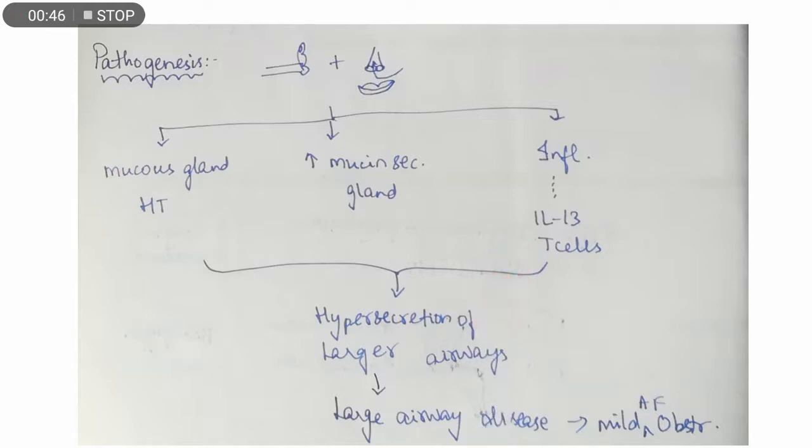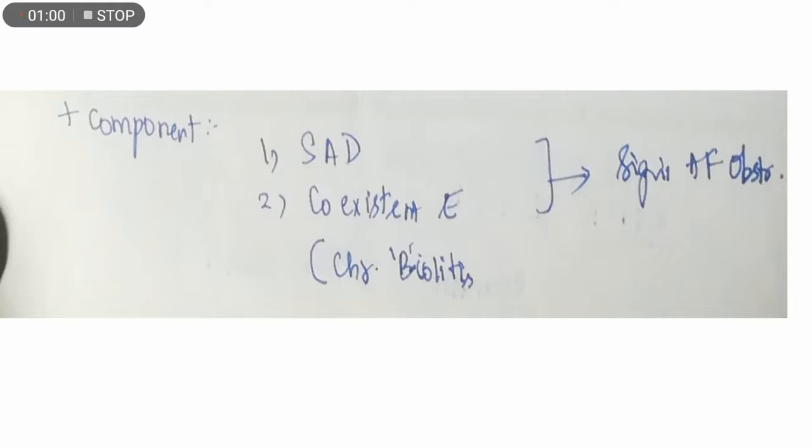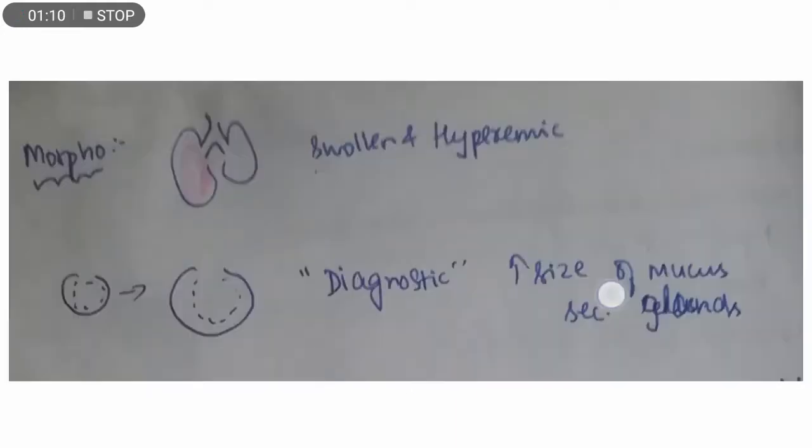Technically it's a larger airway disease, because the term chronic bronchitis itself has bronchi, and bronchi is a pretty big airway. It causes mild airflow obstruction. But there is a component which is small airway disease and coexistent emphysema, which causes chronic bronchiolitis. These will cause significant airflow obstruction, which is really bad.